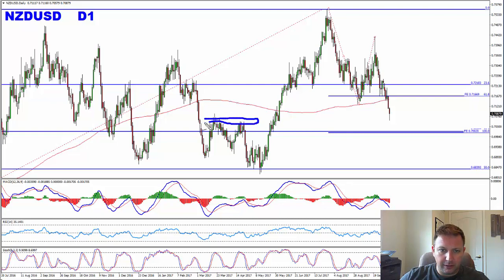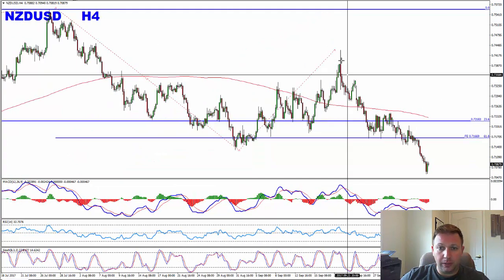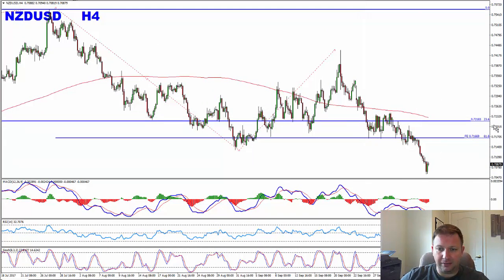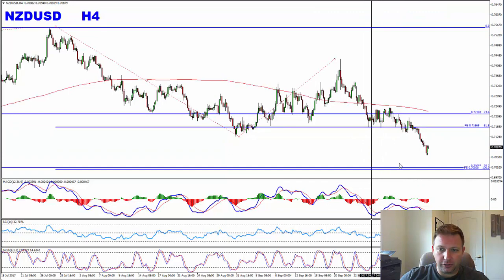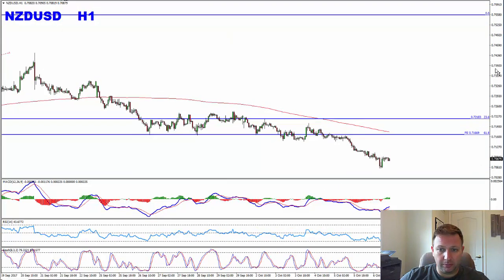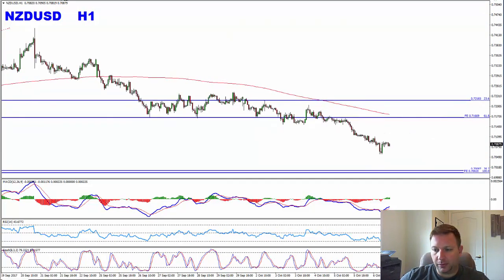We have a supportive area right here. Get ready for bullish action. On the 4-hour chart, we have a double cycle by itself, bullish divergence forming. So we get ready for the buys. What can happen here? Pretty easy.